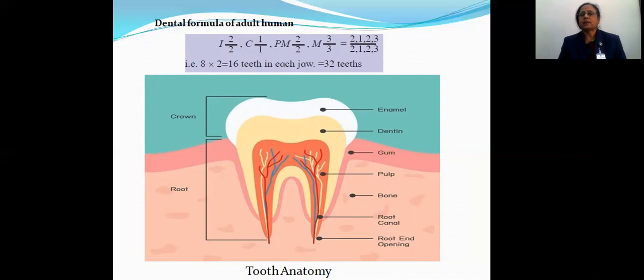Then premolars are present 2 and 2. Then molars are 3 and 3. This means the upper jaw half portion bears 3 molars and the lower half portion bears 3. So the dental formula is given in this way, and this is important for your exam.